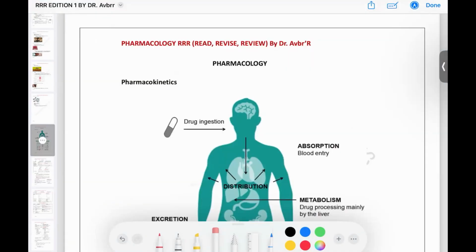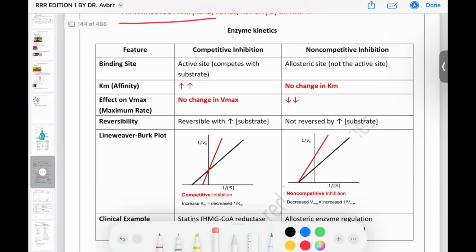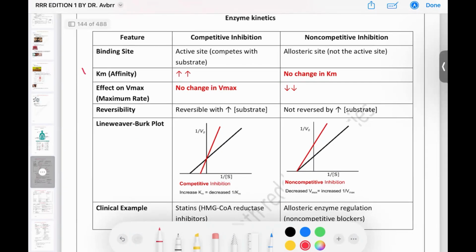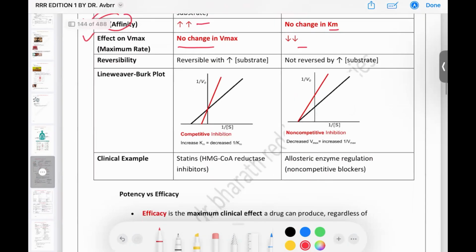So let's have a quick recap of enzyme kinetics, like from our triple book. You can see competitive versus non-competitive inhibition. What is most commonly asked is the Km value and the Vmax value. In competitive inhibition, the Km will always be increased, but there is no change in the Vmax. Opposite to that, there is no change in the Km in non-competitive inhibition, and the Vmax will always be decreased. This is what you have to remember.